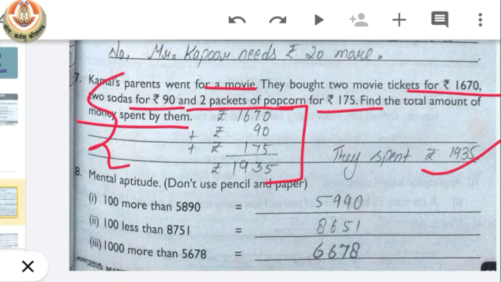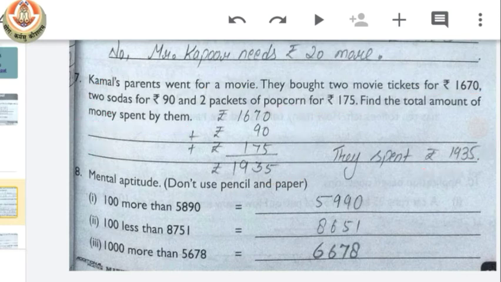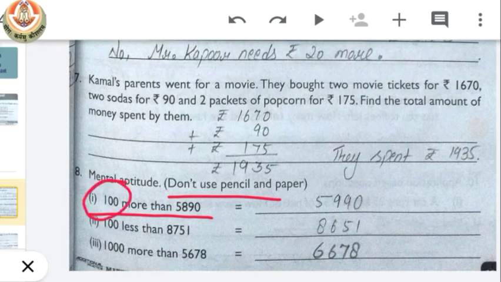Now the next question is a mental aptitude question. It means we do not have to use a pencil, pen or paper to make the sum. We just have to use our mind. So 100 more than 5890. We have to add 100. You can see here in the 100s position we have 8. So after 800, what do we have? Yes, we have 900. All things will be the same, just we have 9 in place of 8.